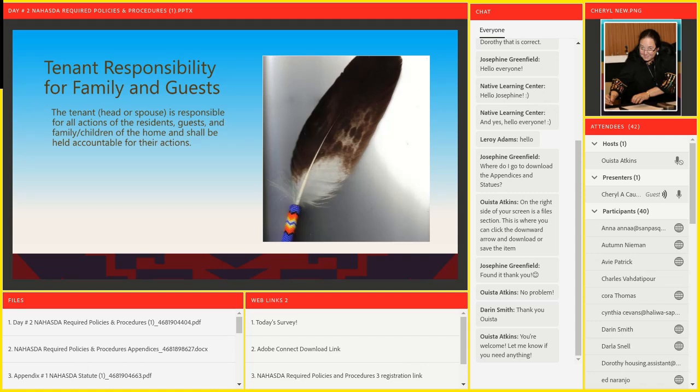The tenant responsibility for families and guests. This is hugely important because you can evict somebody because of their guest behavior. You need to make sure that they know that. They need to understand that in writing, in your policy. They need to understand that when you're going through that initial occupancy. Now, a little bit about your initial occupancy.